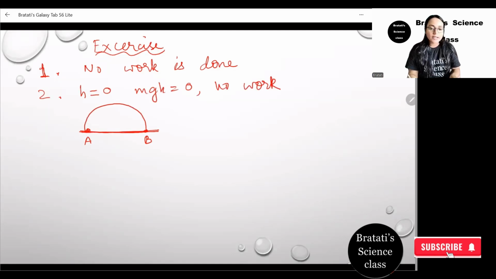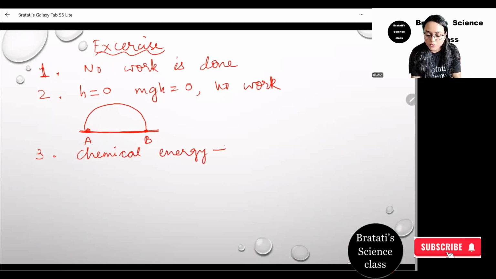Third, a battery lights a bulb. Describe the energy changes involved in the process. A battery has chemical energy. So in the battery we have chemical energy and then the bulb glows out of it. So this is chemical to light energy.